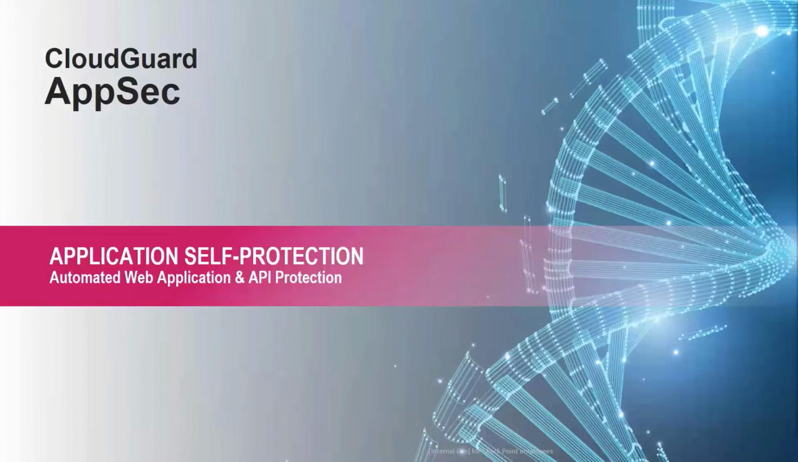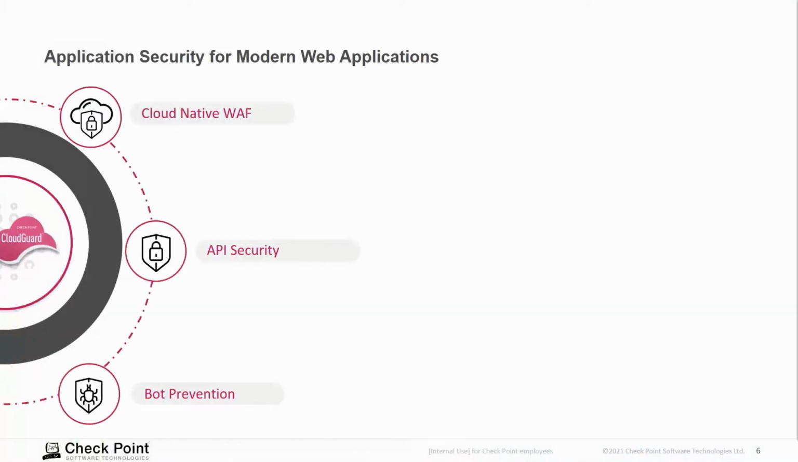So let's take a look at how the CloudGuard AppSec product protects your environment. The three capabilities that we're going to talk about are a cloud-native web application firewall, API security, and bot prevention. The first one is that the CloudGuard AppSec product provides a very sophisticated advanced web application firewall that protects your environment from the top 10 OWASP attacks. This includes things like SQL injection attacks or cross-site scripting vulnerabilities.